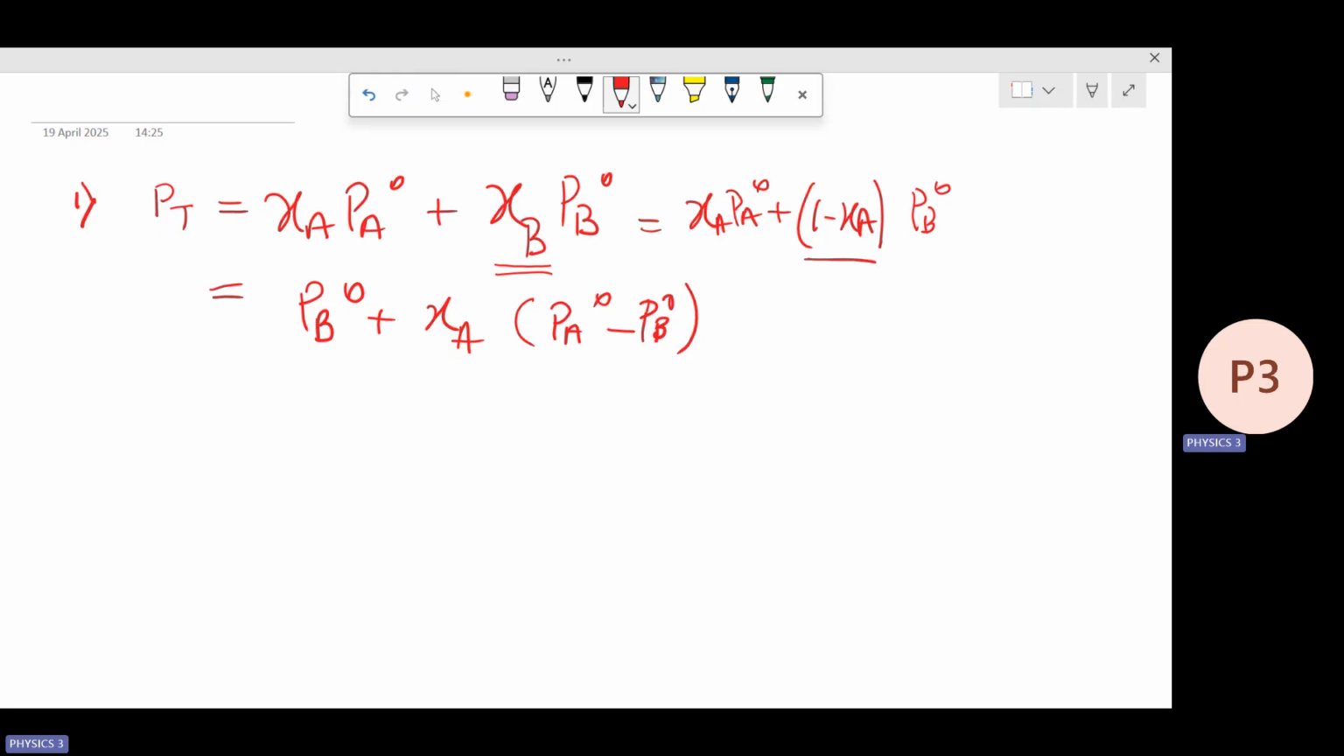So option D will be the right answer. You can solve it; you are going to get this as your total pressure. So for question number 1, we are getting PB naught plus ψA multiplied by (PA naught minus PB naught). Now coming to question number 2.